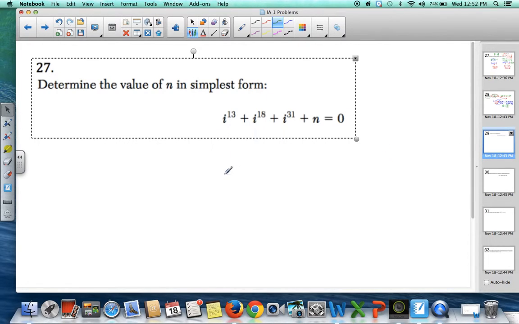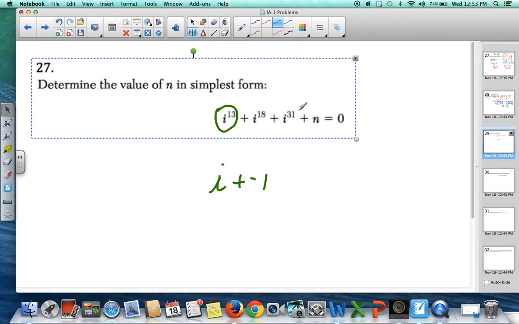Determine the value of n in simplest form. Okay, to do that, I'm going to figure out what i to the 13th is. And I think for myself, 13, the closest multiple of 4 that's below that is 12. So this is the same as i to the first, which is just i. i to the 18th, the closest multiple of 4 to 18 is 16, and this is 2 more, so it's going to be i to the second, which is negative 1.